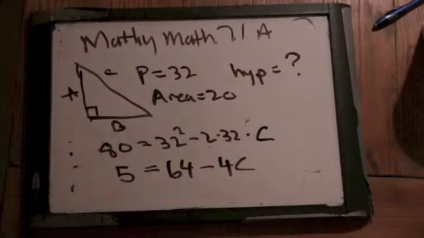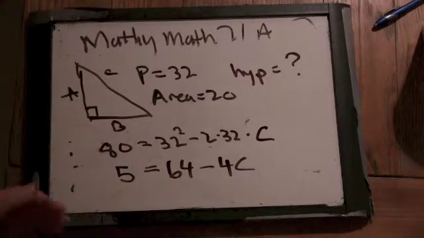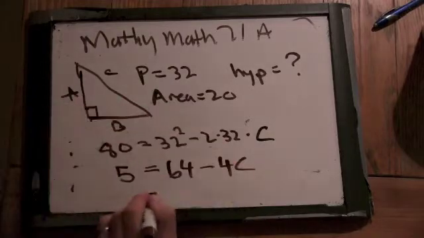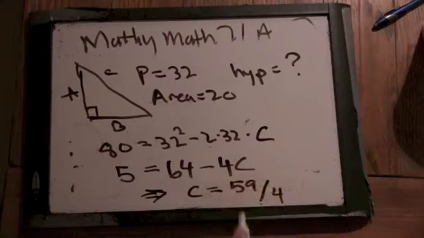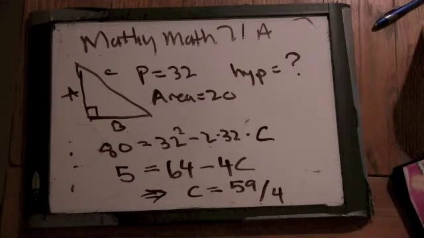So what did C end up equaling? Well, C is 59 fourths. So that's tricky algebra. It even took us close to 5 minutes just to review it. But what we're really going to talk about today is a geometric solution.